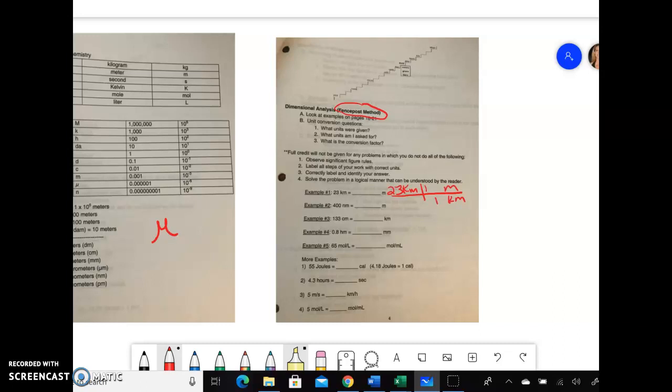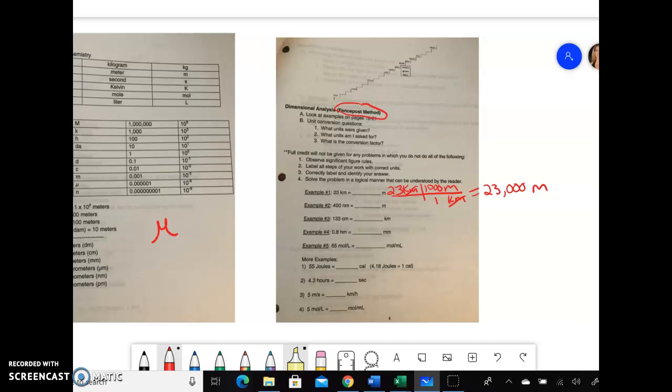So there are 1,000 meters in 1 kilometer. And then to calculate it, you can see that kilometers cancels, and you can just type those in. So 23 times 1,000 will give you 23,000. So 23,000 meters and 23 kilometers is the same exact distance. It's just a different way to describe it.